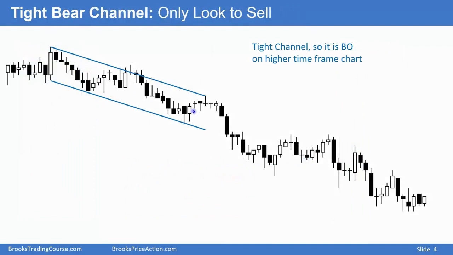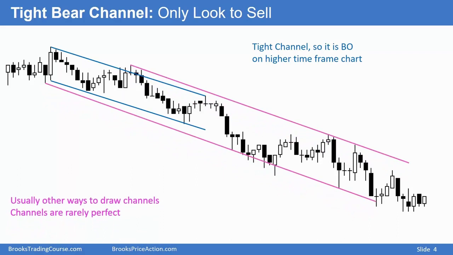Tight bear channel, the pullbacks are small, they're not going very far up, and the channel down is very tight. It's a breakout on some higher time frame chart. There are always different ways to draw the channel. This is one way. You can also draw it that way as well. And it does not matter. When the pullbacks are small, you only want to be looking to sell. And here we get a gap, this low, these highs. The market's forming gaps, but you only want to be selling.